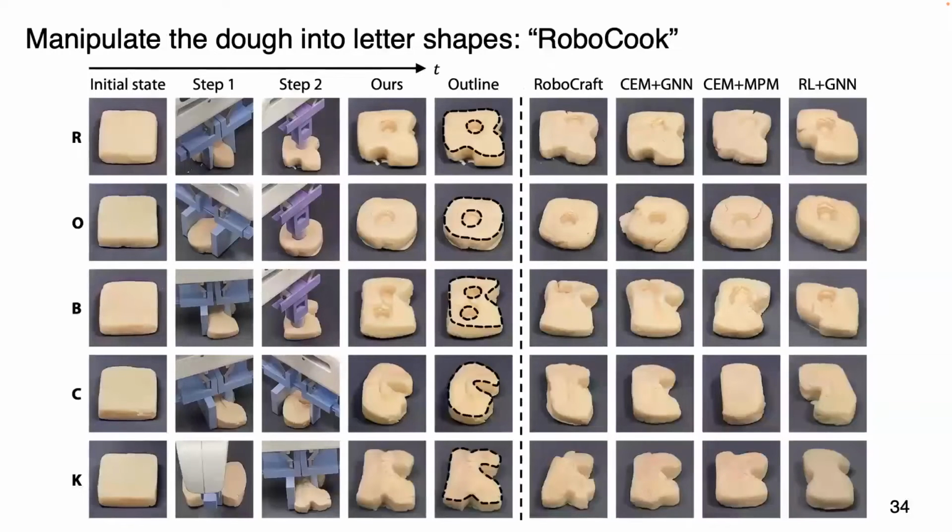Our proposed framework can also be applied to perform other tasks, such as shaping the dough into complicated letter shapes. Highlighted in the middle by the red rectangle is the result of manipulating this deformable dough into letter shapes like R, O, B, C, and K. Together they spell out the name of our project, Robot Cook. The right side of the figure displays the results from the baseline, which demonstrates significantly larger deviations from the targets.